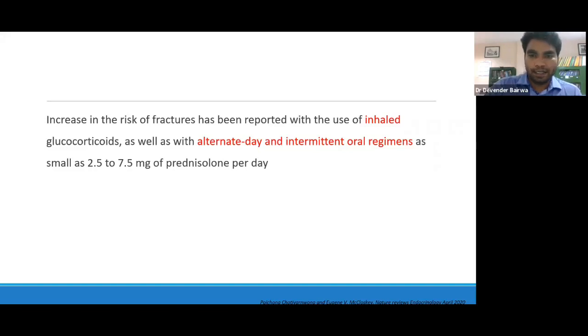as well as with alternate day and intermittent oral regimens as small as 2.5 to 7.5 mg of steroid per day. That means no dose of steroid is safe, no form of steroid is safe, as oral as well as inhaled, as well as low doses, as well as alternate day regimen, all have been implicated with the steroid-induced osteoporosis. Now, there is no cutoff in literature that if you give that much steroid, the risk will not be there, or if you provide that much steroid, the risk will be that much. That kind of thing is not there. Although a common gesture is if you provide high dose of steroid, the risk is higher. How much, that factor is not known.